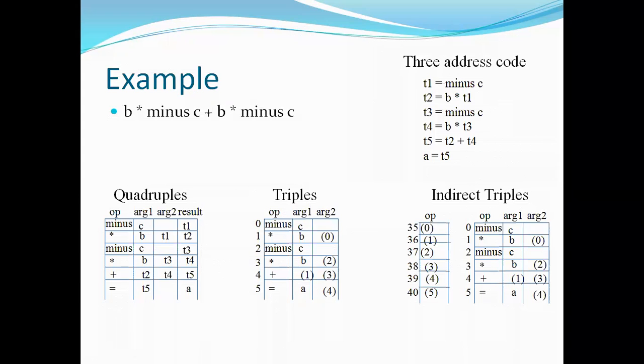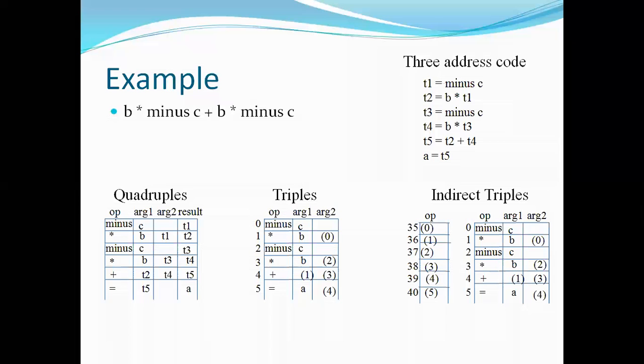So coming to the representation of indirect triples, this table representation also consists of only three fields: one is the operator, the first argument is argument 1, and the second is argument 2. The same way we represent a triple, we represent an indirect triple here also. But what is the difference between these two?